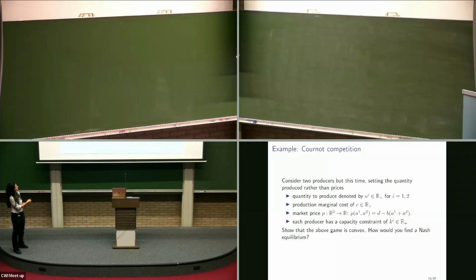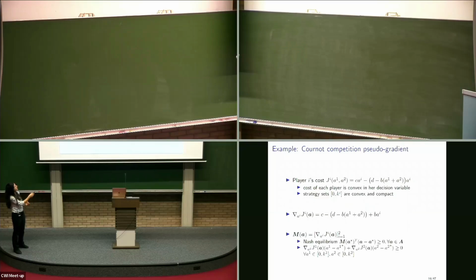and then each producer has some capacity constraint. If we write the profits of each player, we get the following. You see that c, b, d are constants, and this is a quadratic function in a_i. I'm writing the losses, sorry, because this is the cost of production. It's convex quadratic because you get something plus b a_i squared for each player's action, and b is a positive constant. So we get that J_i is continuous in a_1 and a_2 and is convex in a_i, and the strategy sets are convex and compact.